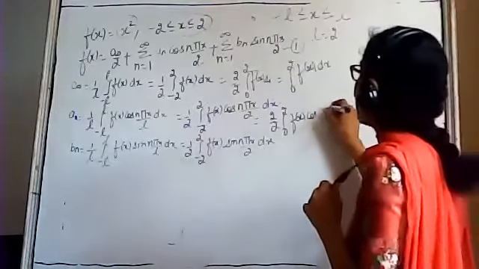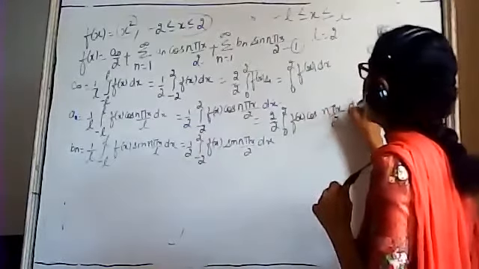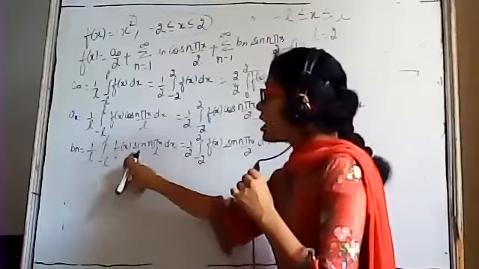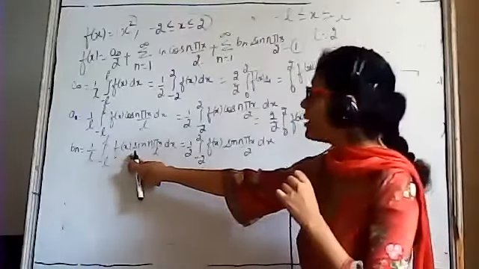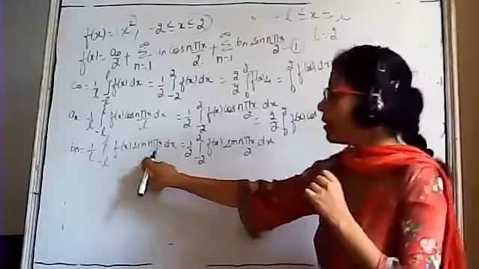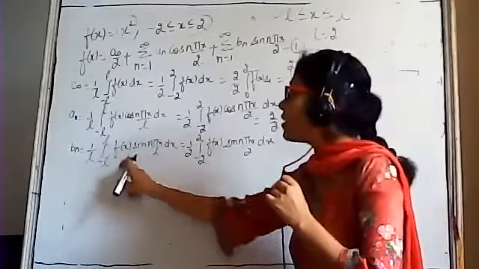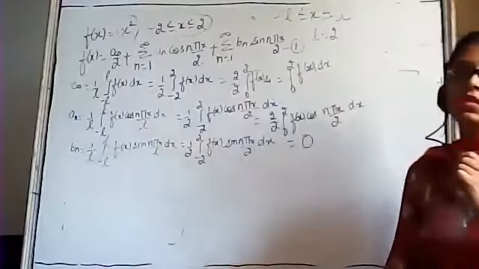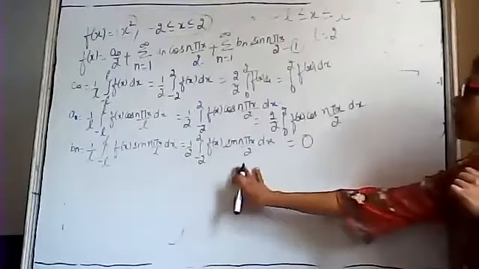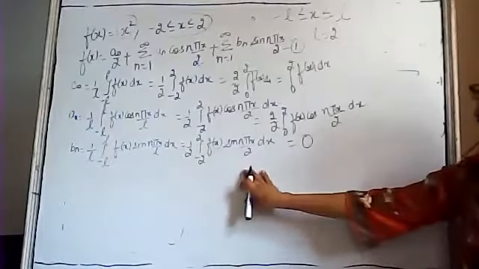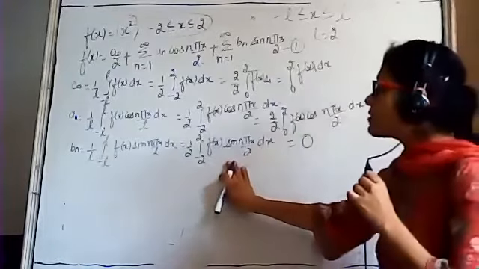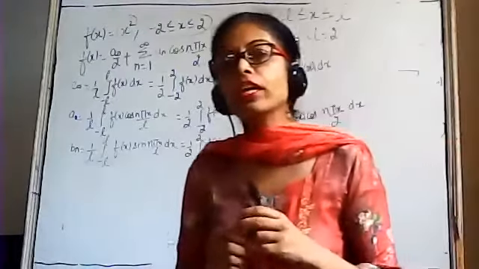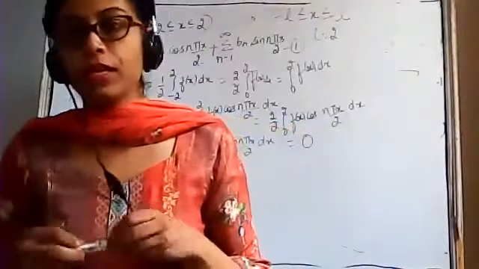This is cos of n pi x upon 2 dx. Similarly, this function f(x) is an even function, and sine is an odd function. Now the product of an even and an odd function is an odd function, so the value of bn will be equal to 0. We don't need to find the value of bn, because if we integrate this function it will become 0. So we have no need to find the value of bn.